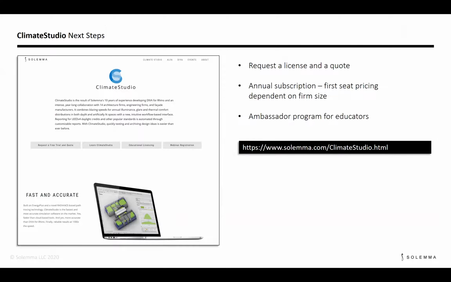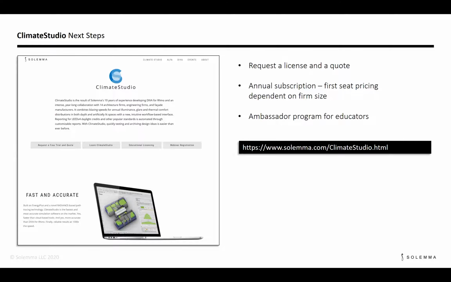Regarding costs and next steps, if you want to try the software right now today, just request a license. Go to the Solema site, click on request a license. Pricing is based on an annual subscription model, and the first seat pricing is dependent on firm size. So there's a little form. If you fill that out, we'll get back to you right away.